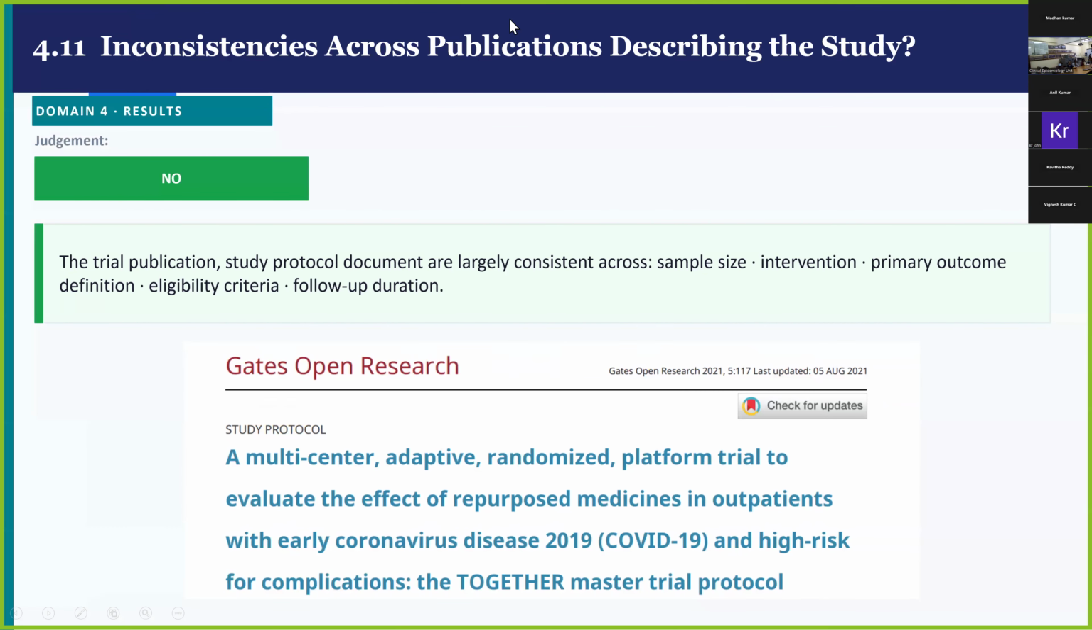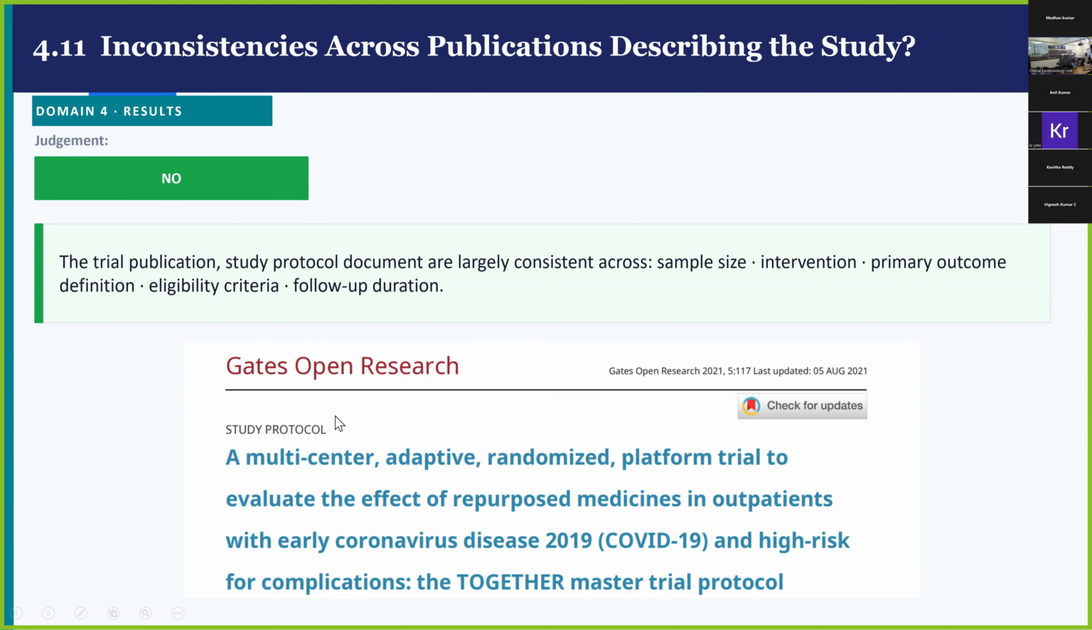And are there any inconsistencies across multiple publications describing the study? For this domain per se, we are supposed to go through the trial protocol, and if there are any pre-conference abstracts which have been published in other conferences, we have to look up those results and see whether the final published results correlate with whatever was published in the conference or pre-conference abstract presentation. They should all be correlating and providing similar values.